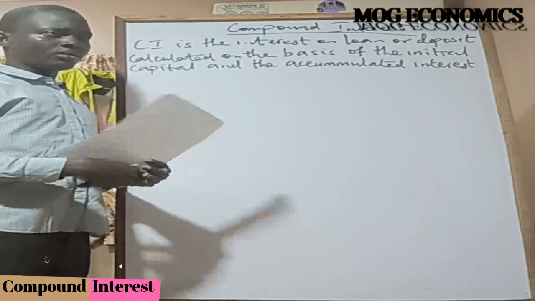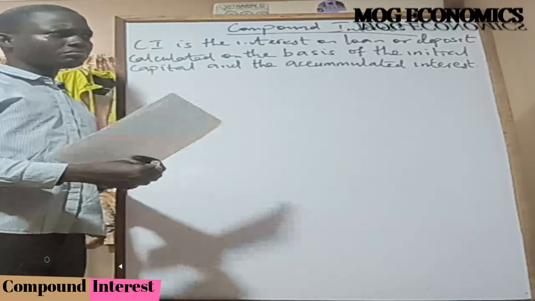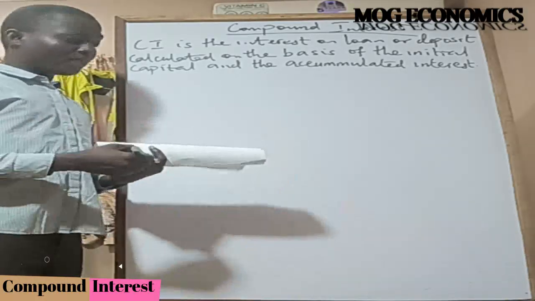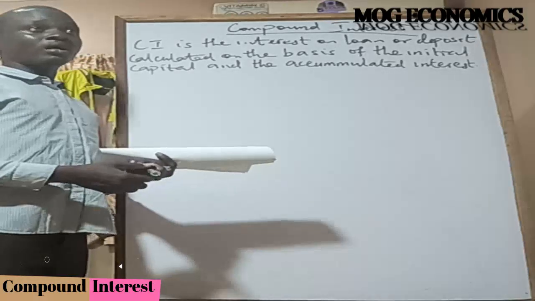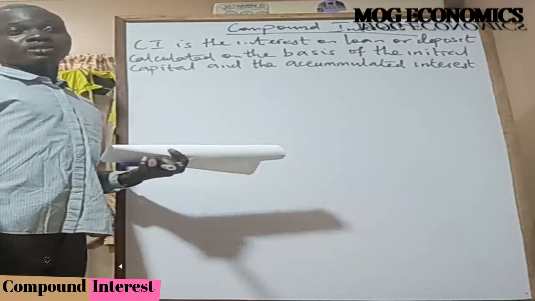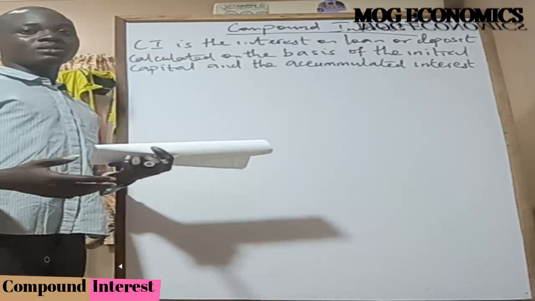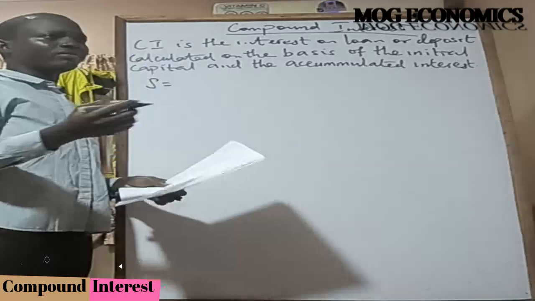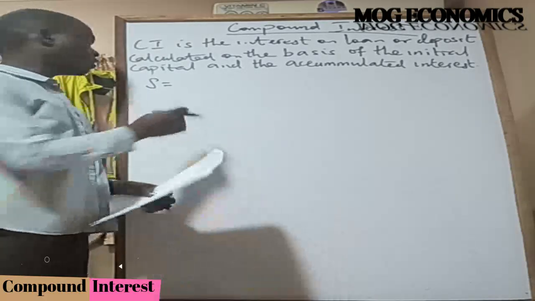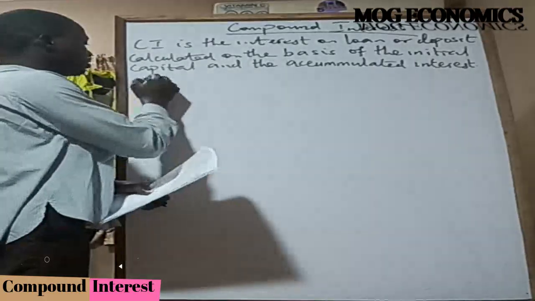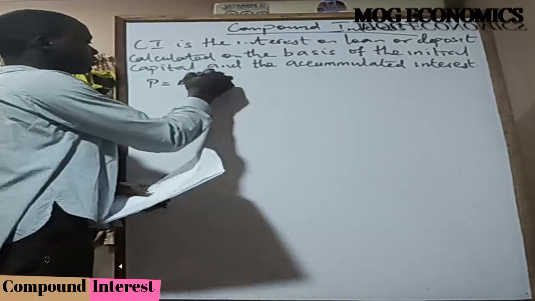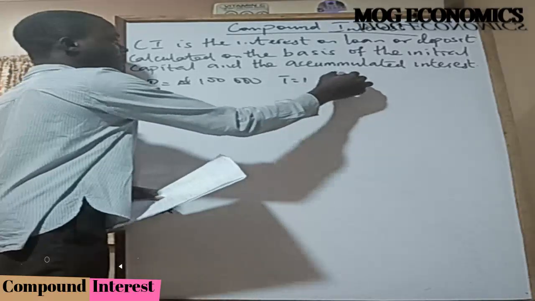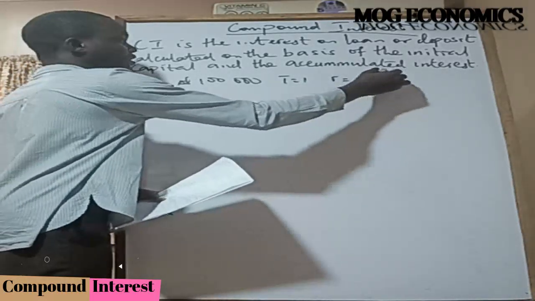Now let's assume I invested 100,000 naira in an investment for a year. Then that's going to be simple interest, since the interest rate is 35% per annum. So P is 100,000, T is 1, and my interest rate is 35% per annum, which is 0.35.